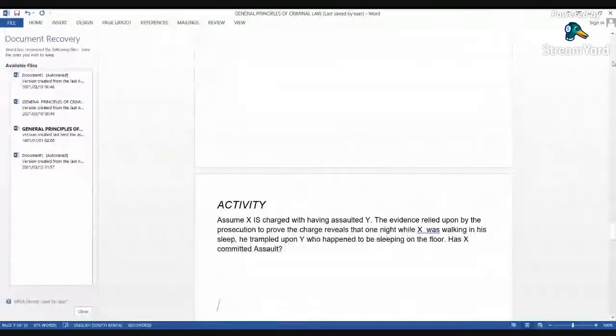Let's go back to our question. Assume X is charged with having assaulted Y. The evidence relied upon by the prosecution reveals that one night, while X was walking in his sleep, he trampled upon Y, who happened to be sleeping on the floor. Now we look at our criminal liability elements, and we ask: was there an act? Remember, we start from the beginning. Was there an act? An act only gives rise to criminal liability if it is voluntary.